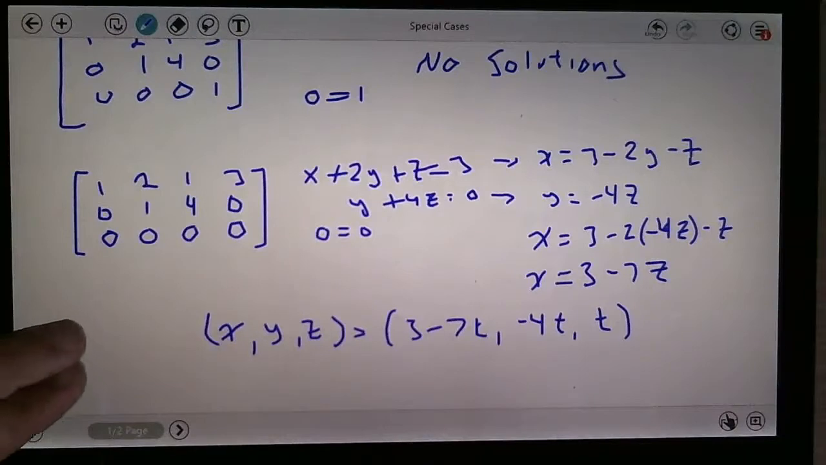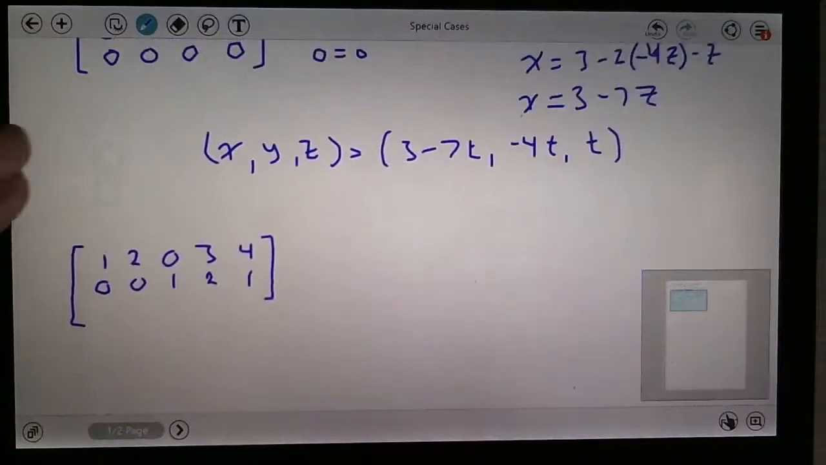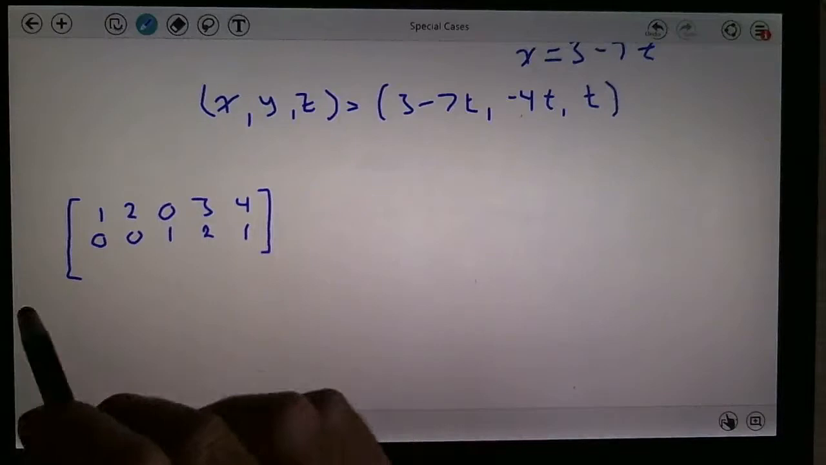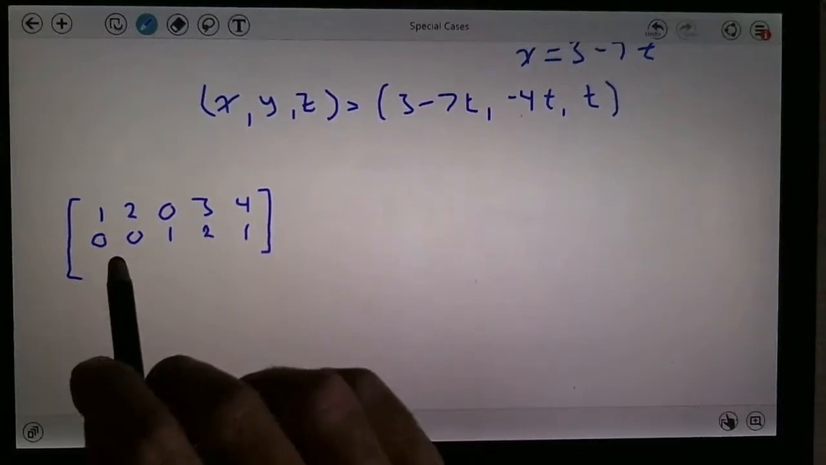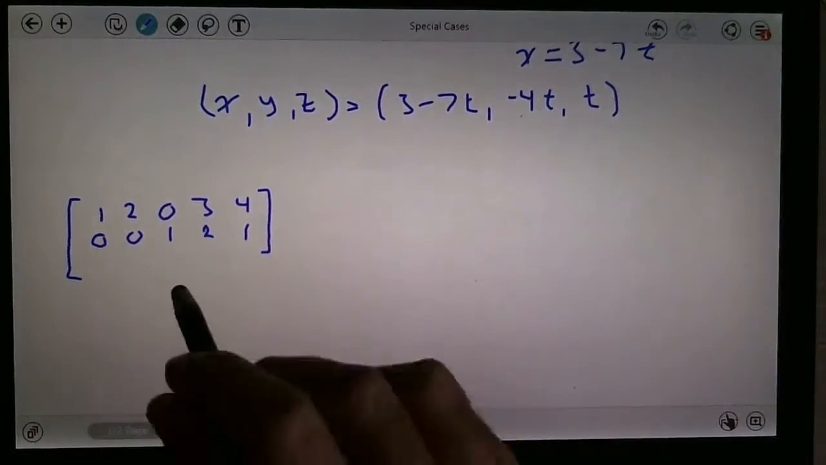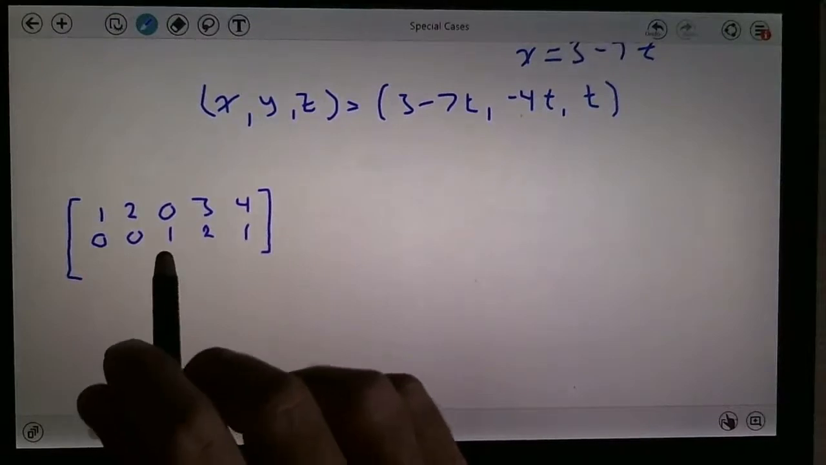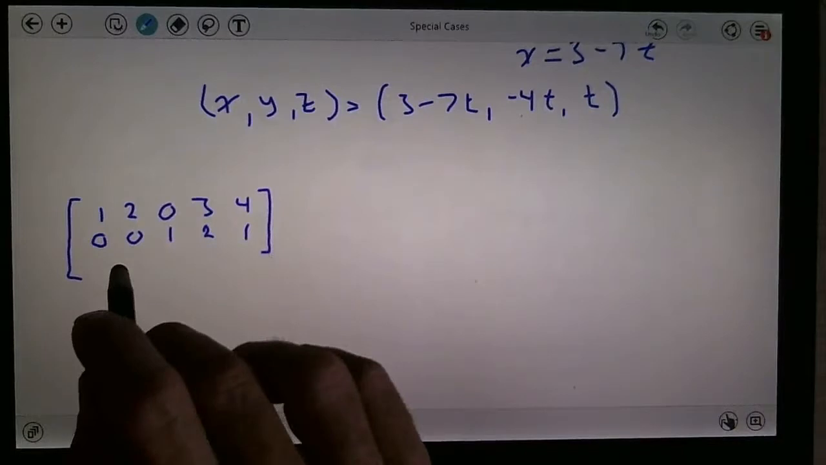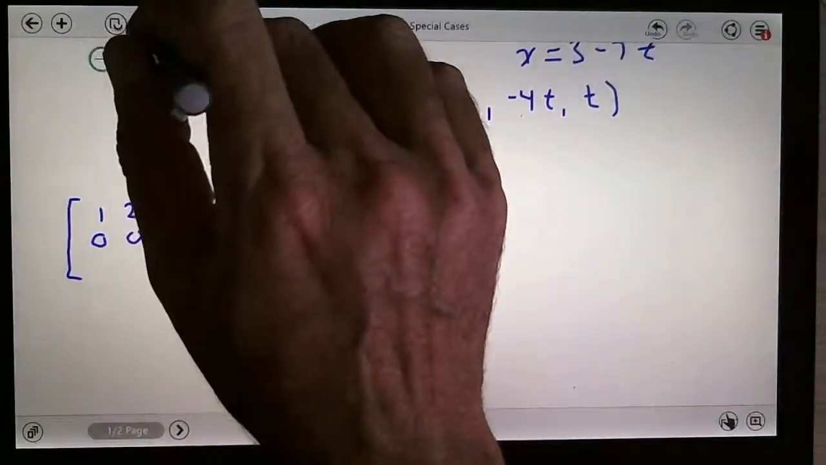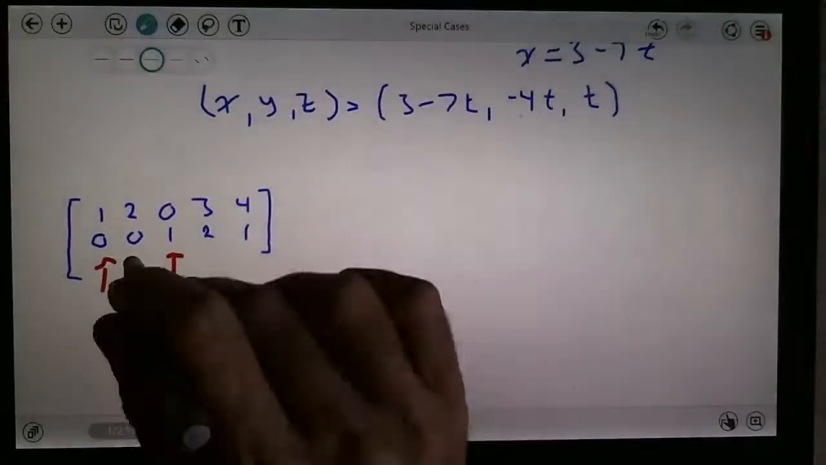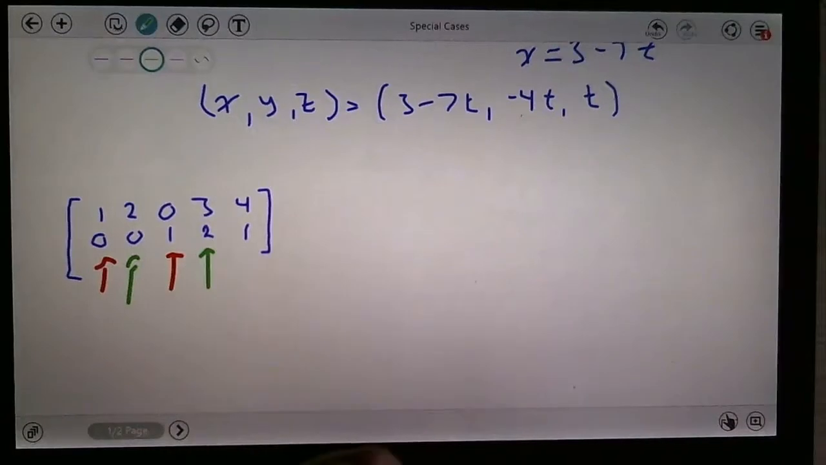Now, one more special case here. Sometimes you get there and you have more than one free variable. So for instance, here we started off with a system of two equations and four variables. We made the augmented matrix, we brought it down to row echelon form. In fact, in this case, I went down to reduced row echelon form just to make my life a little easier. So what I have here is two leading variables, right here and here, and I have two free variables, right there and there.